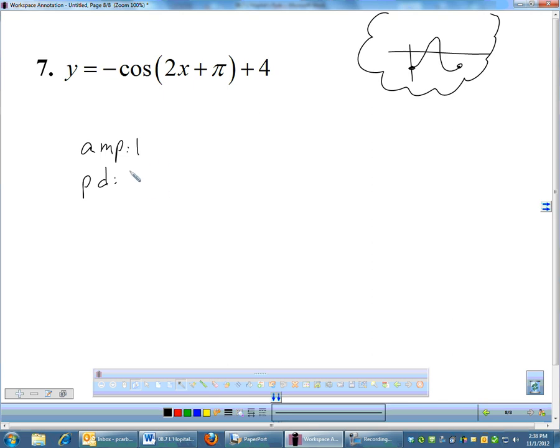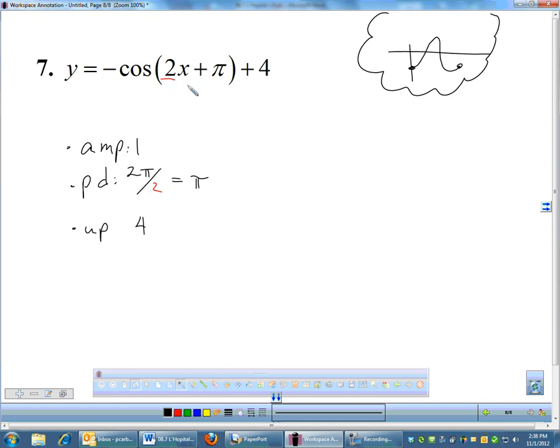My period is going to be 2 pi divided by my coefficient of x, which in this case is 2. So my period is going to be just pi. And even my vertical shift is nice. I have a plus 4 on the outside. So I'm going to go up 4, but my horizontal shift is tricky.